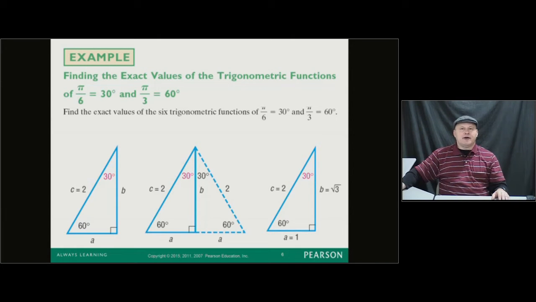It comes from the Pythagorean theorem. If we do a squared plus b squared equals c squared, then b ends up being square root of 3. You can confirm that yourself. Now we're going to take the sine of 30 degrees, using opposite over hypotenuse. Looking at that last triangle, 30 degrees is the top one. So sine of 30 degrees is the opposite, which is 1 over 2.